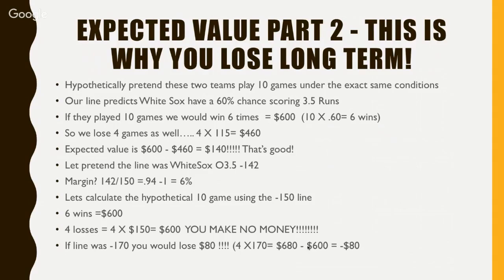So if the line was 170 at the sports book and our line was minus 150, you're overpaying for the line. What happens when you overpay for the line? You lose money long term, even more than just paying the minus 150 in the earlier example. 4 times 170, 680 minus 600, you lose $80 in the long term.